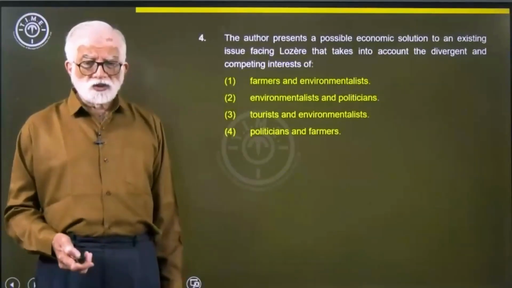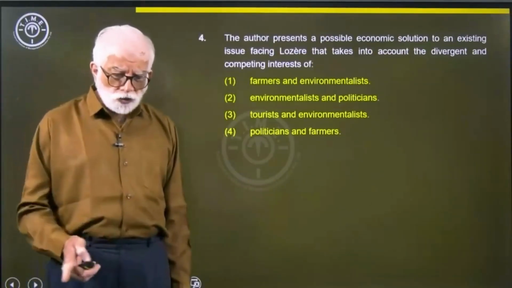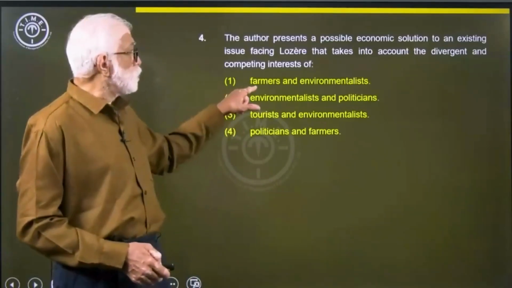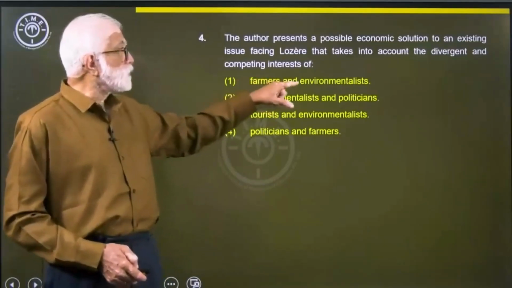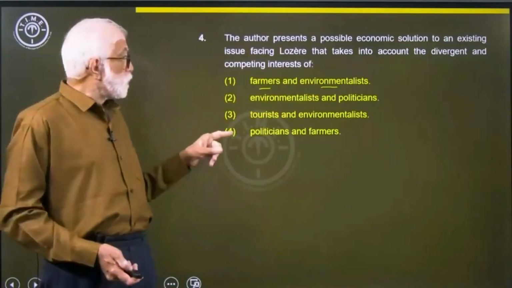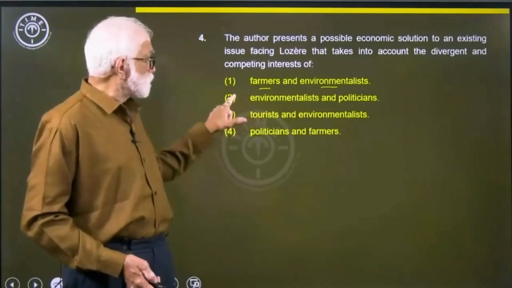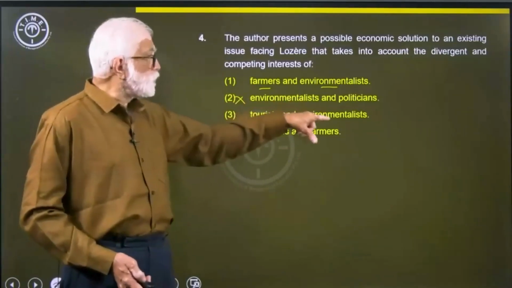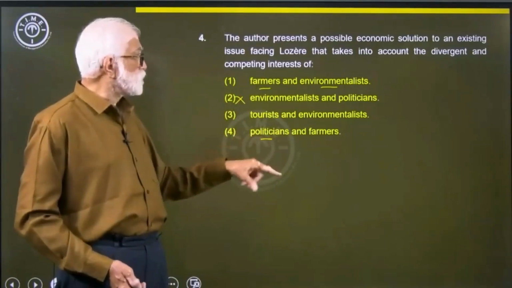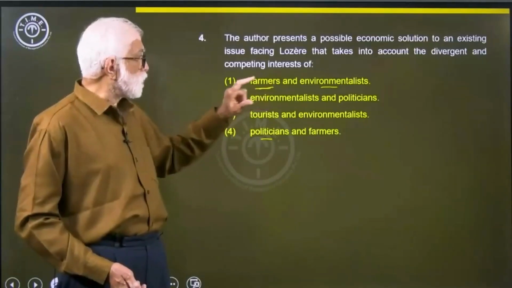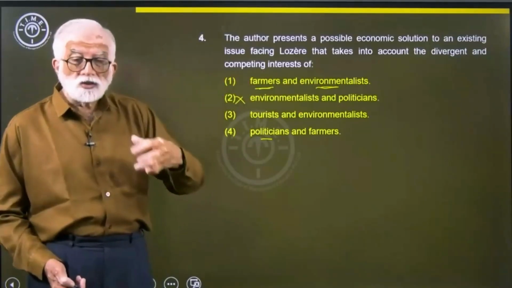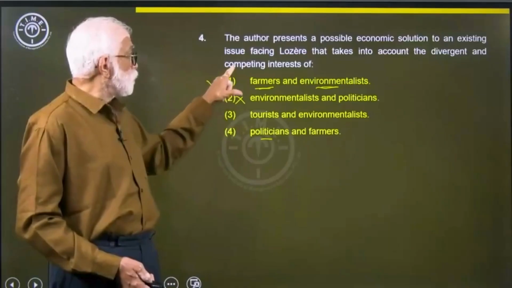So if you were to look at the choices here, he wants to take into account the competing interests of whom? Of both farmers and environmentalists. Farmers in terms of how their livestock should be protected, environmentalists in terms of what we could do to ensure that wolves are protected, at least in certain areas as well. Now, politicians are not even discussed. Tourist and environmentalists, no, he is clubbing tourists with environmentalists, and the other party is the farmer. Politicians and farmers, no, he's not even discussing politicians. So we know farmers are the ones who are actually suffering losses, environmentalists the ones who are happy about it. Let's see that we come up with a solution that takes into account both of them. So the answer here would be 1.